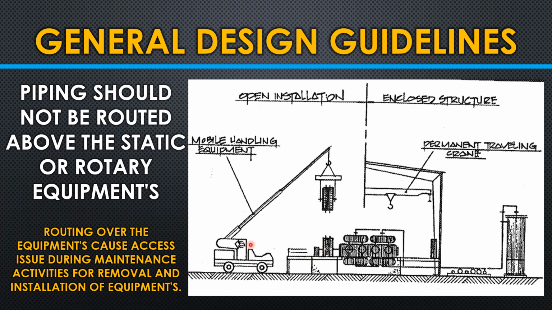Say for example, here you have a crane over here. During maintenance, using a crane, you have to lift the equipment. In order to lift the equipment, you need to have clear space. If you provide piping over here, definitely you will cause a lot of inconvenience for the lifting activity. So in order to avoid it, better pre-plan it while planning the piping layout itself. You can avoid routing a line above the equipment. See, routing over the equipment causes access issues during maintenance activities and for the removal and installation of the equipments. So with this, let me go to the next point.